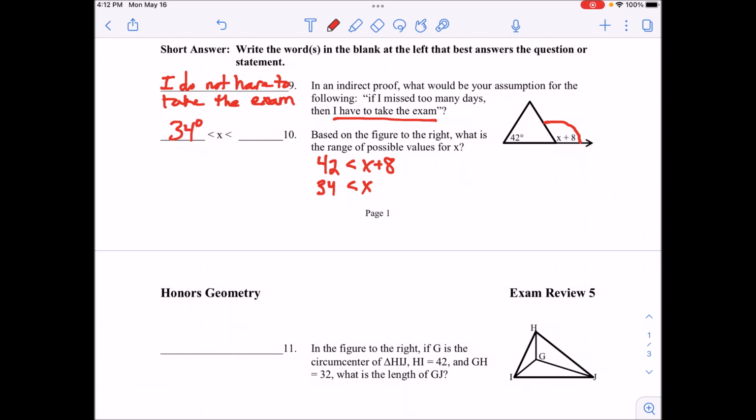Now, for the other piece, I know an angle, the x plus 8 in this case, has to be less than 180 degrees. So once again, if I subtract 8 from both sides, I get 172. So my angle has to be between 34 degrees and 172 degrees.